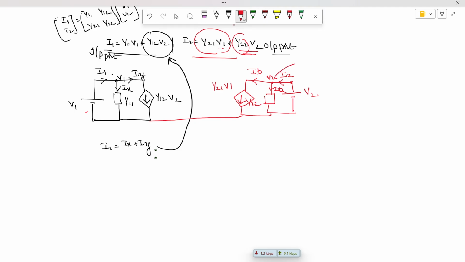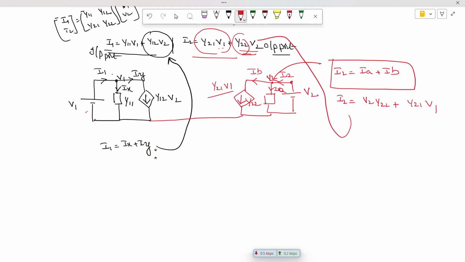Here, if you apply KCL at this point, I2 is equal to Ia plus Ib. When you apply current division, how do we write Ia? Ia is the voltage V2 multiplied by the admittance Y22, plus Ib, which is Y21 V1. So you see that this and this are both the same, which is how we get it from the circuit we have drawn.